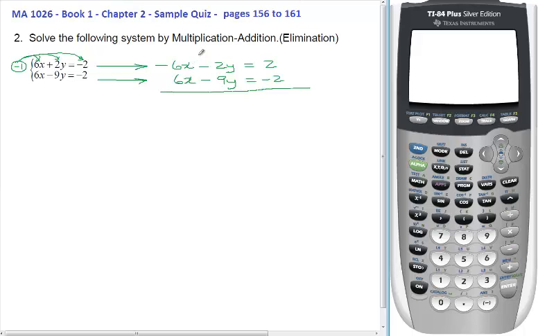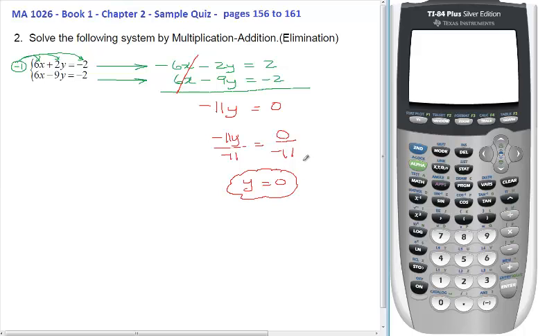The negative 6x and the positive 6x cancels. In other words, eliminate it. I just eliminated the x value, right? And if I add the other two, I get negative 11y equals, and 2 plus negative 2 is 0. Oh, so when you have a coefficient times a variable equal to 0, your answer will be 0, because if I continue this to the next step and divide each side by negative 11, 0 divided by anything is still 0. So the y coordinate of our solution is 0.